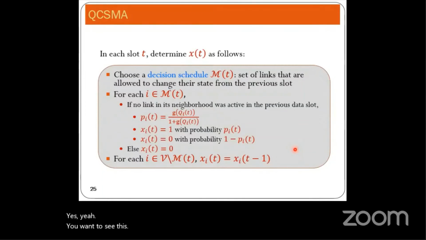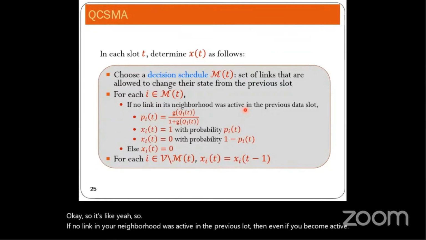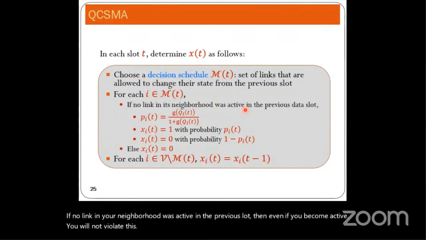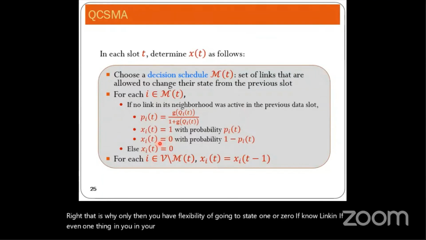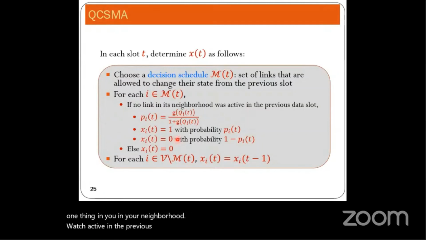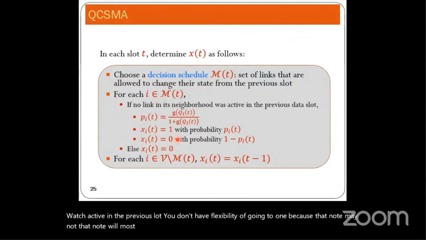See, if no link in your neighborhood was active in the previous slot, then even if you become active, you will not violate this independent set constraint, right? That is why only then you have the flexibility of going to state 1 or 0. If even one link in your neighborhood was active in the previous slot, you don't have the flexibility of going to 1, because that node will most likely not change its state. And then if you change your state to 1, you will be violating this independent set constraint.